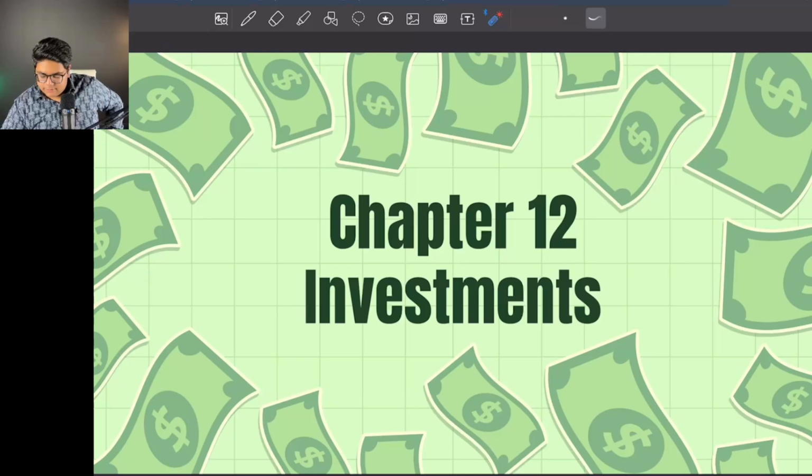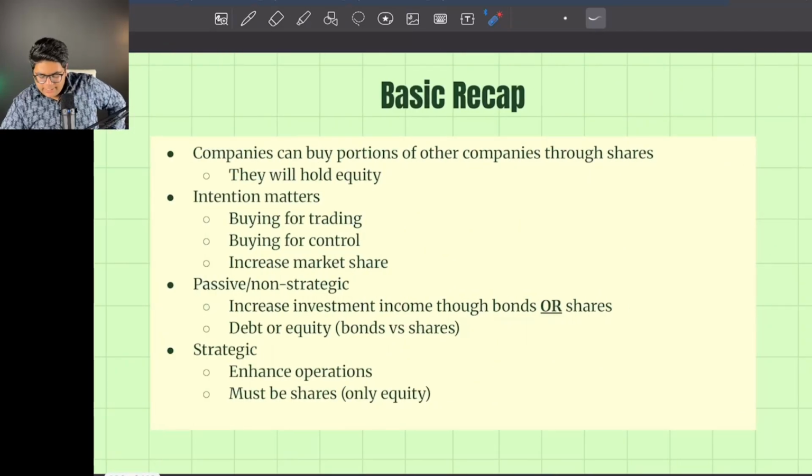Let's go on to chapter 12, investments. So quick recap, companies can buy portions of other companies through shares. So they will hold equity within the company. And the intention matters. You can either buy for, for example, trading, where you just want to flip the stock price and make a quick buck, or you can buy for control. Let's say you want to buy a competitor so you can control their decision making. You can also buy to increase market share.